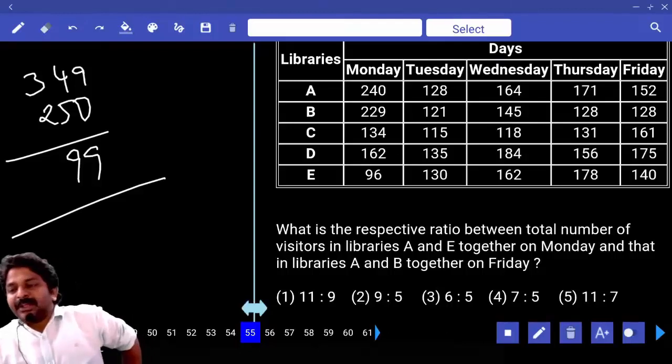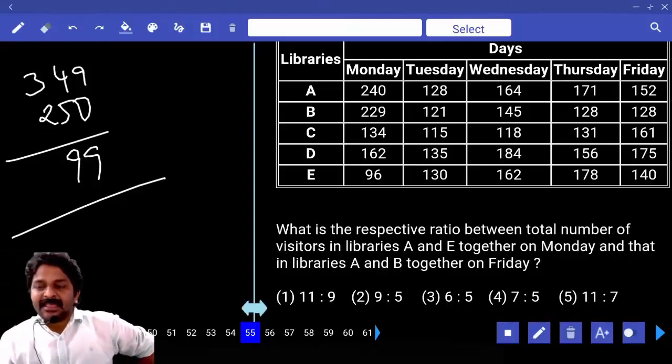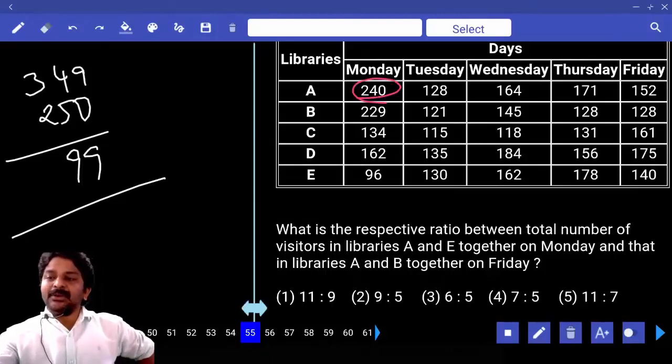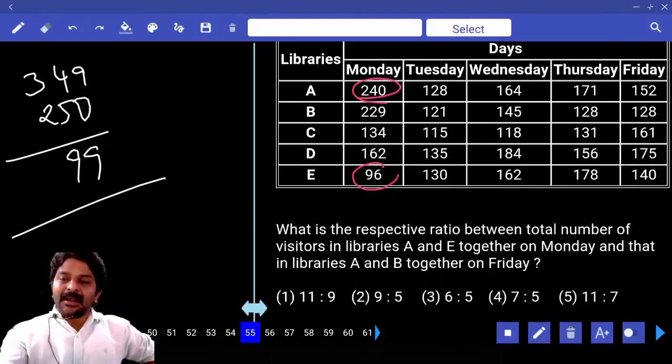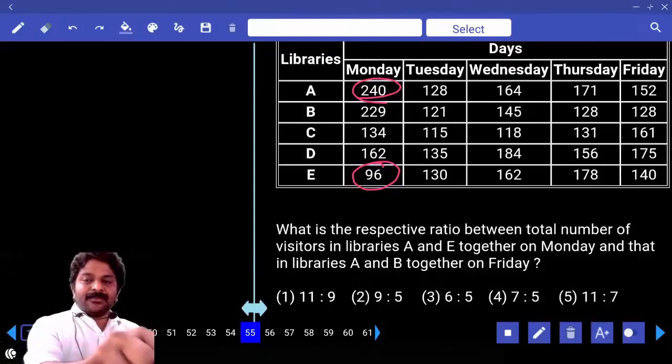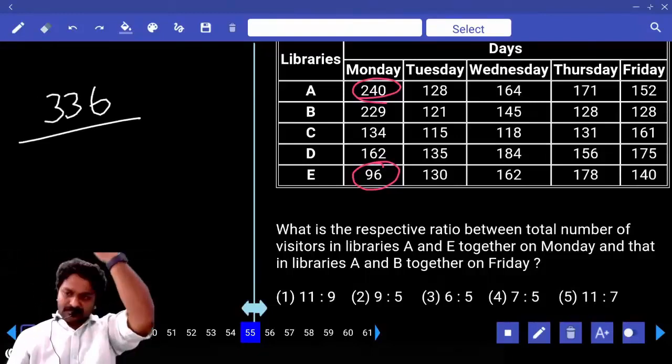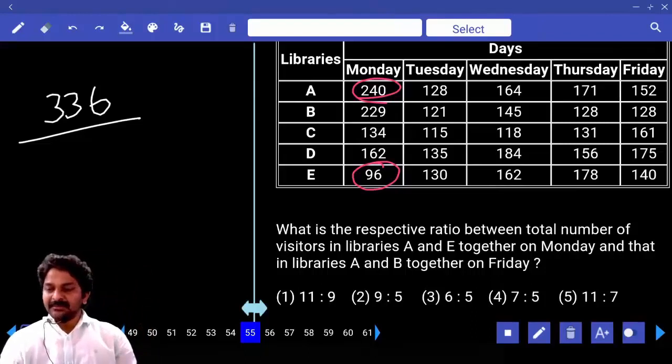What is the respective ratio between the number of visitors in libraries A and E together on Monday? A and E together on Monday. 240, 96. 336. Ratio. Correct? I am done with my answer.